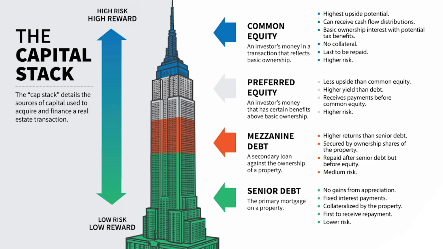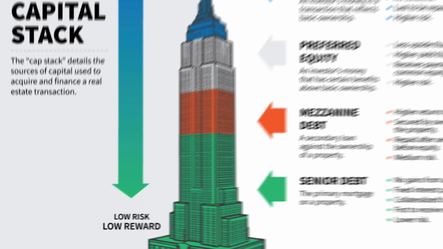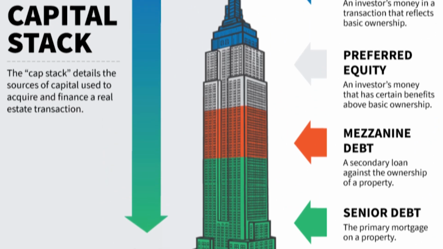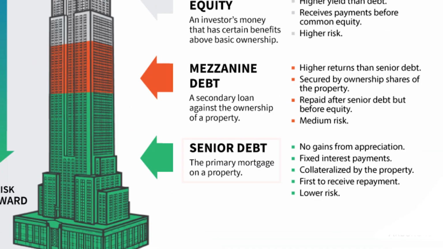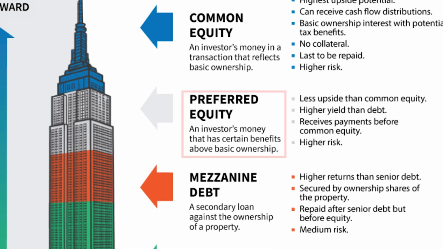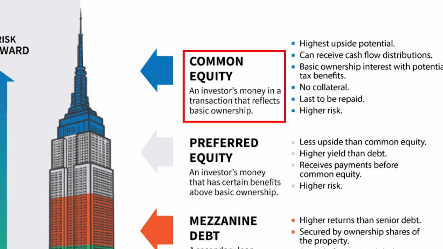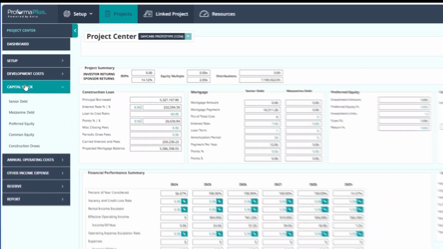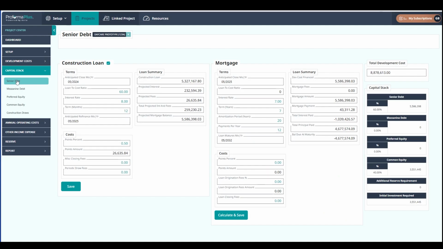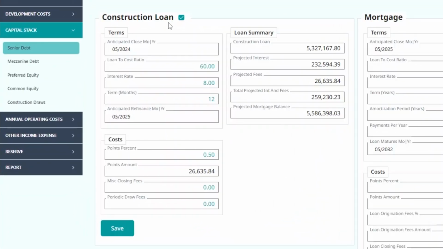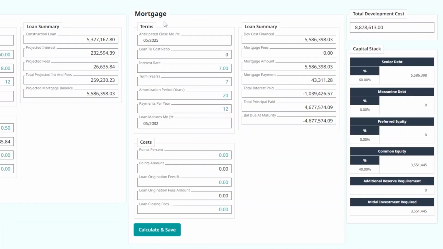The capital stack can include up to 4 components, each of which come with their own levels of risk and repayment priority: senior debt, mezzanine debt, preferred equity, and common equity. Today, we'll look at just the senior debt. And as I tab on senior debt, you'll notice that we have 2 basic components: construction loan and the mortgage.